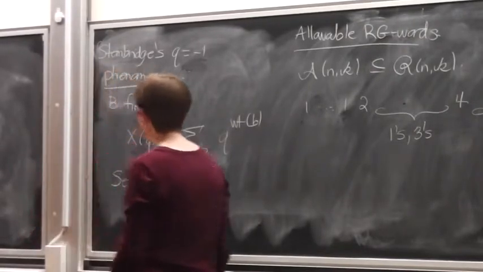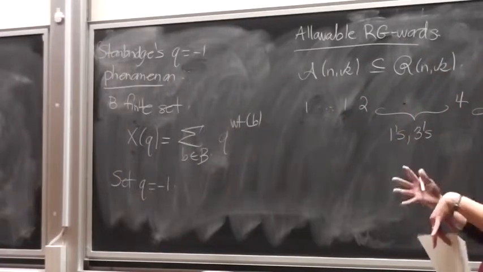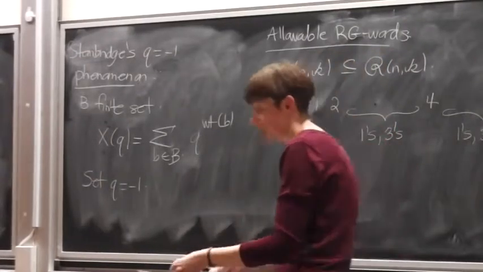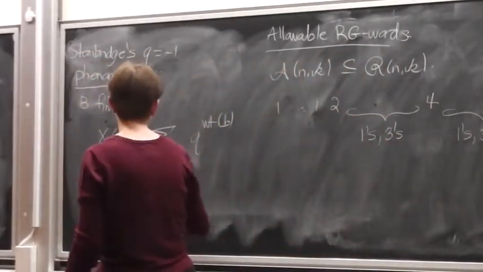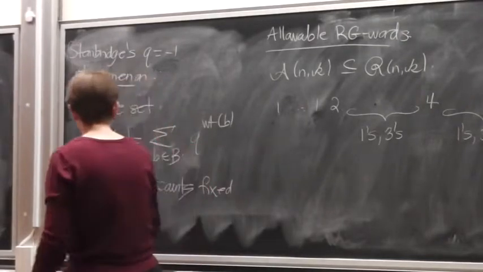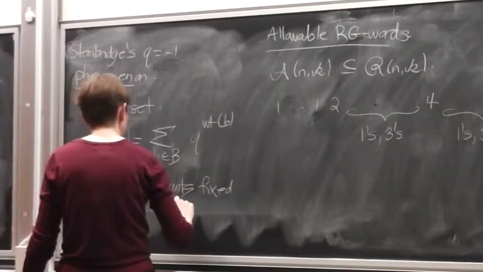And if you do that, what's going to happen is that there's some sort of natural involution that's explaining what happens when you set q to be minus 1 in here. So this counts, and this is what I'm trying to do, counts fixed points with respect to some involution.